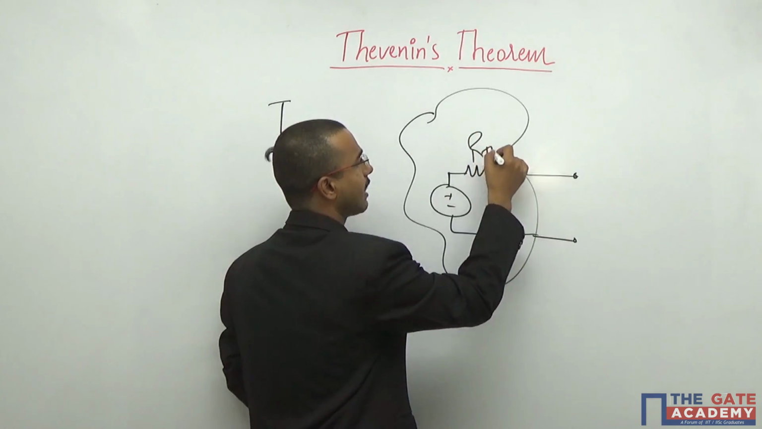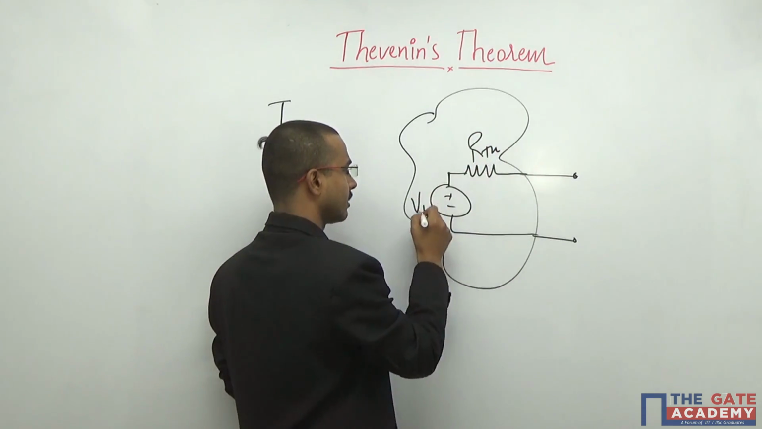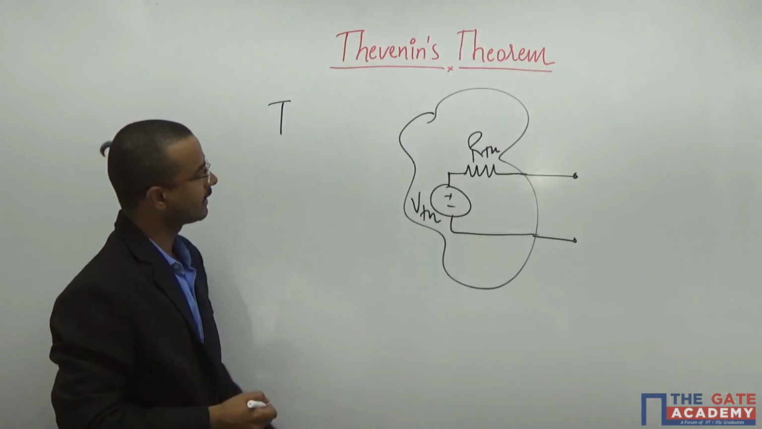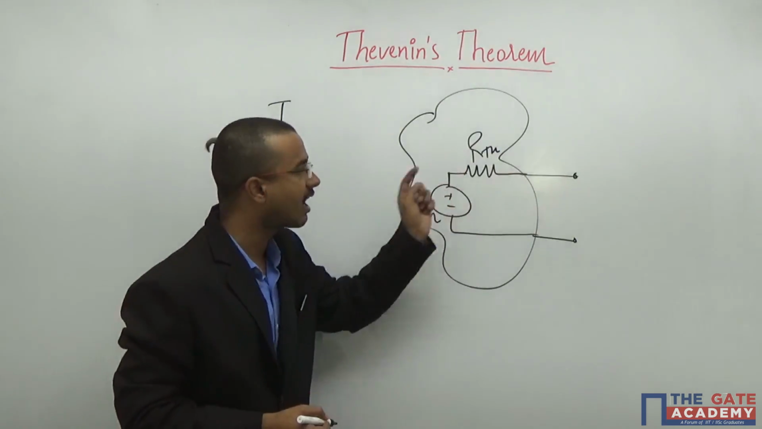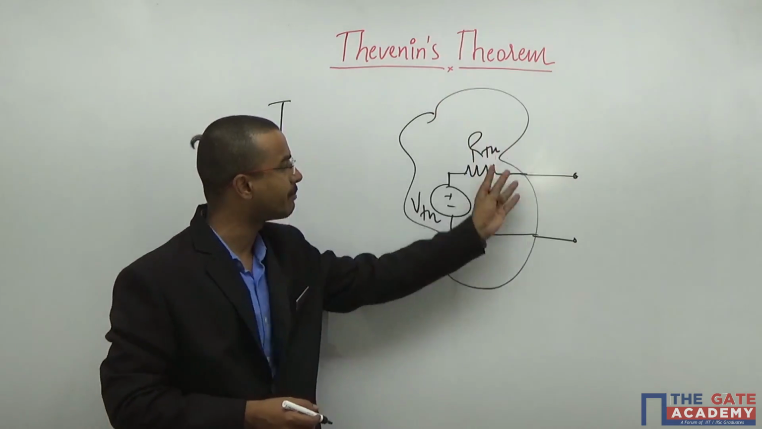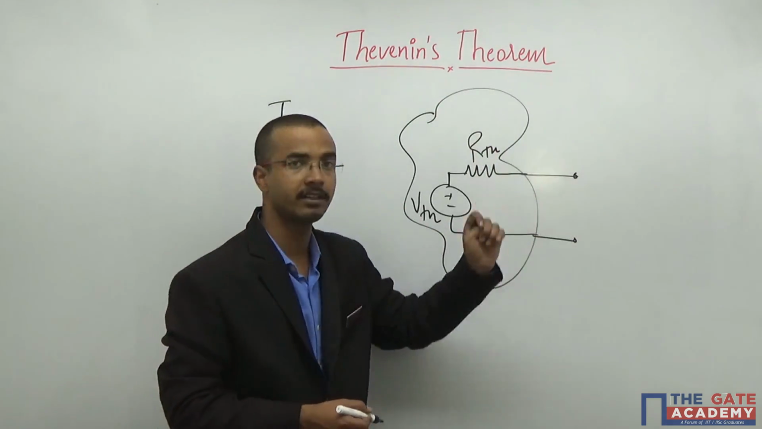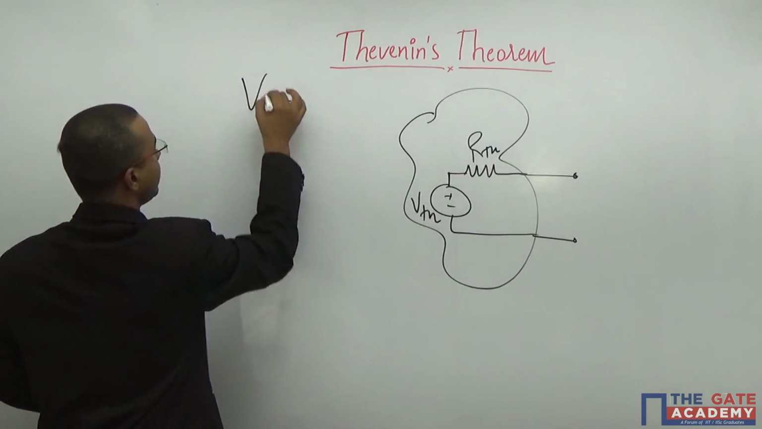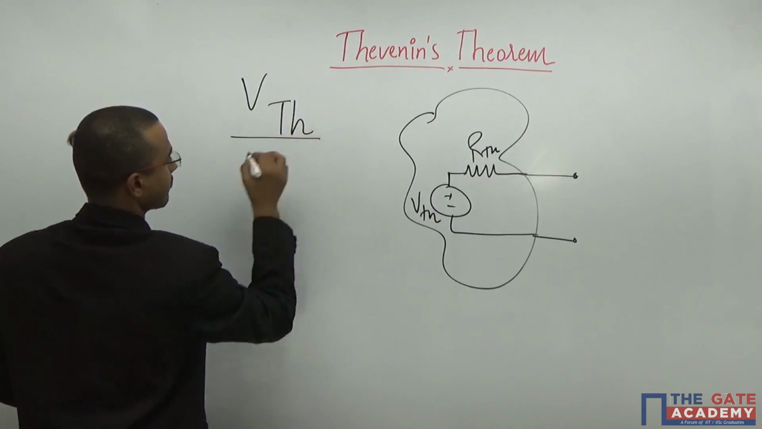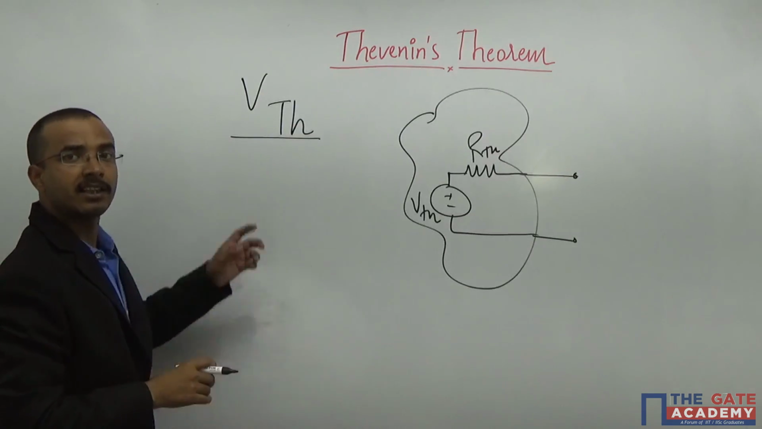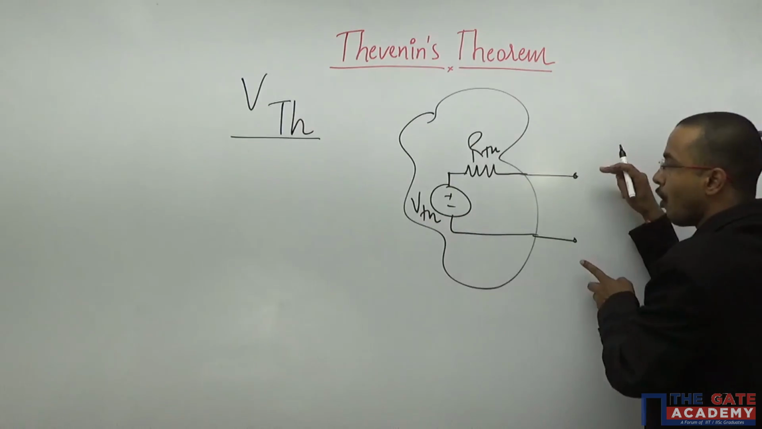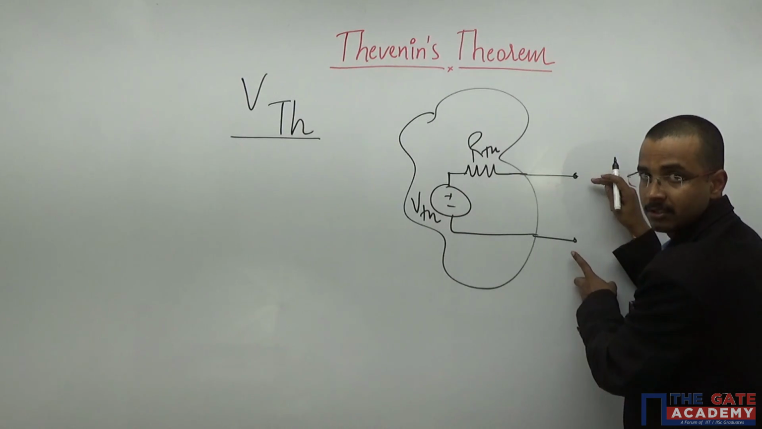This is known as the RTH and this is known as the VTH. But what is this VTH and what is this RTH of this particular entire bigger circuit across this open circuited terminal? Firstly, we will discuss what the VTH is. VTH means the Thevenin equivalent voltage across the open circuited terminal.